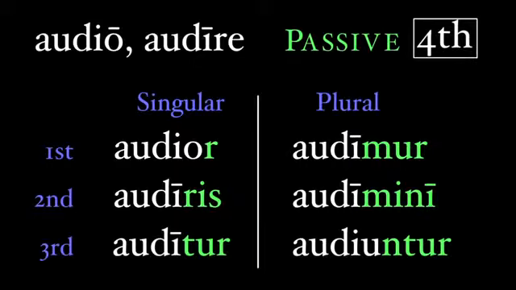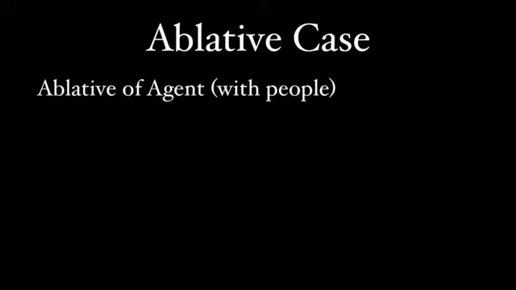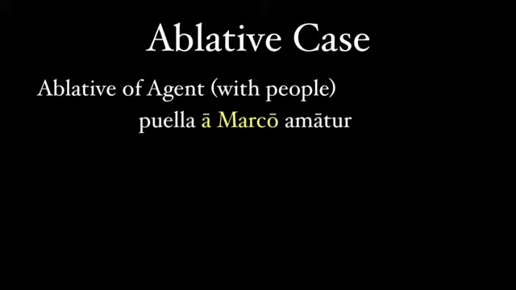This fourth conjugation verb has the same patterns of long vowels that we have seen in the first and second conjugations, by the way. The I is long in the second and third person singular, and the first and second person plural. With passive verbs, since the subject receives the action, you sometimes will expect to see the doer of the action in the sentence, but we show this with the ablative case, either the ablative of agent with the preposition ab or a. This is used with people. So, puella a Marco amatur. The girl is loved by Marcus.